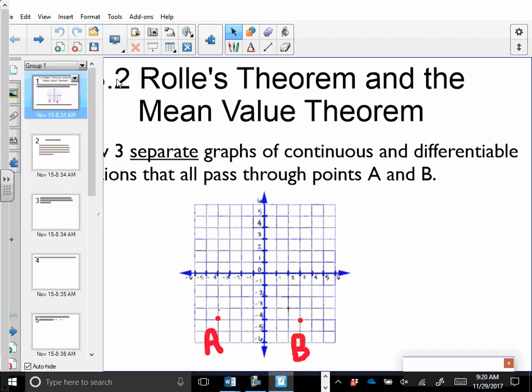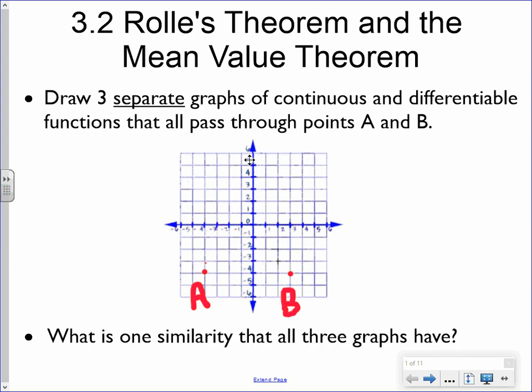All right, so the first thing I would like you to do is, as a pod, come up with 3 separate graphs that go through A and B, but they need to be continuous and differentiable between A and B. Come up with 3 separate graphs, and then I want you to discuss what all of these graphs have in common. Okay.